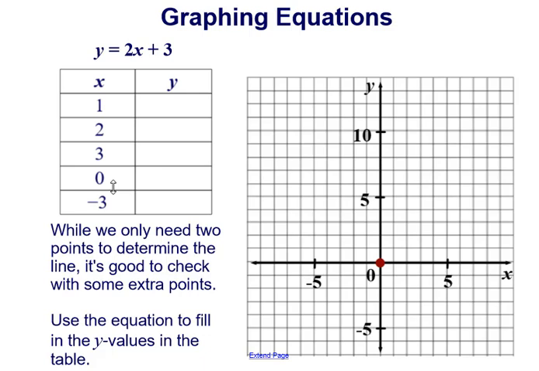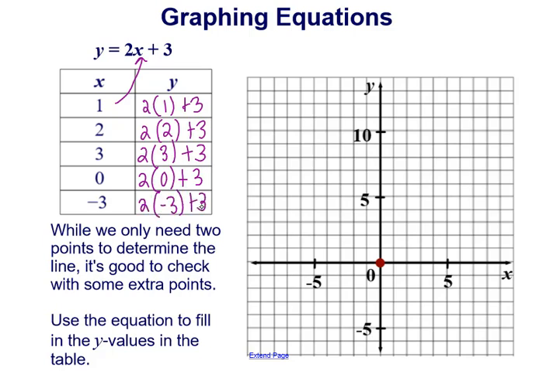So let's use the equation to fill in the y values in the table. For example, if x equals 1, we can substitute that into the equation, and that would give us a y value of 2 times 1 plus 3. If x equals 2, the y value would be 2 times 2 plus 3. If x equals 3, the y value would be 2 times 3 plus 3. We would have, for 0, 2 times 0 plus 3. For -3, 2 times -3 plus 3. We're inputting each x value into the equation so we can see the y value.